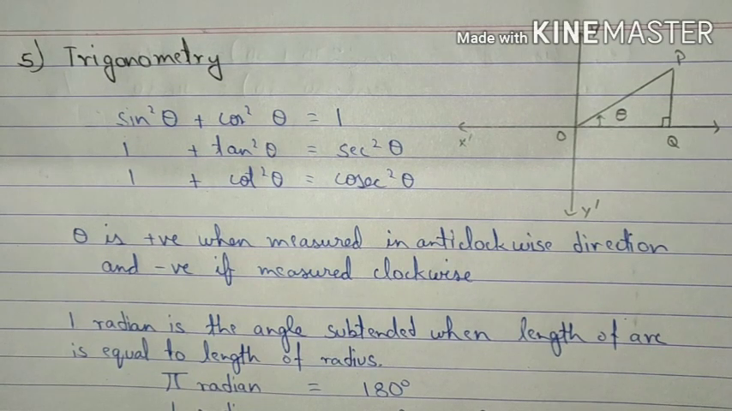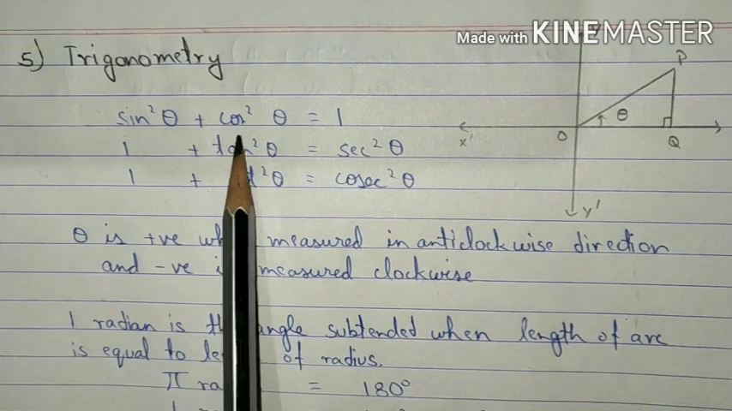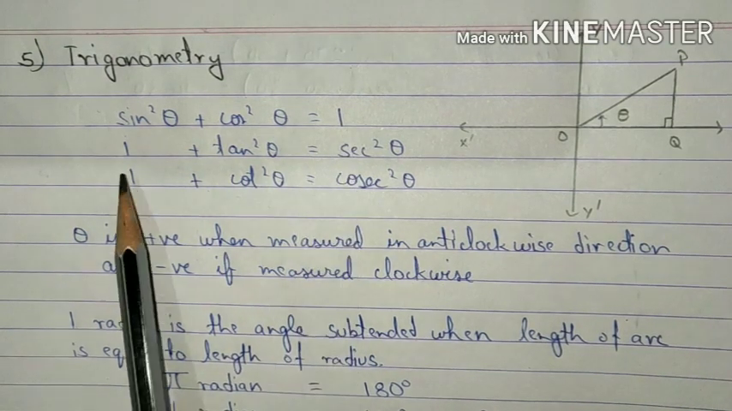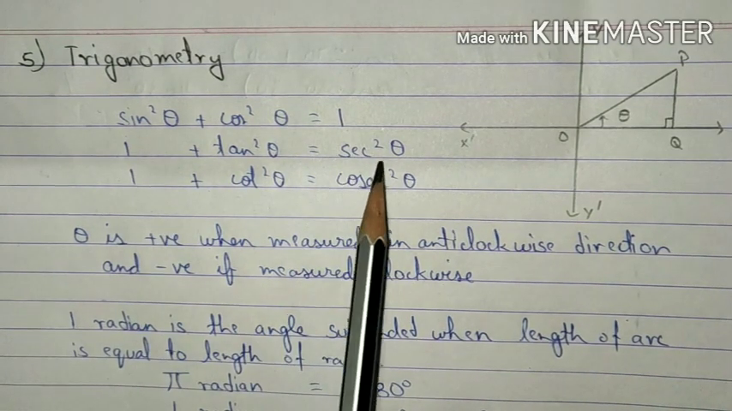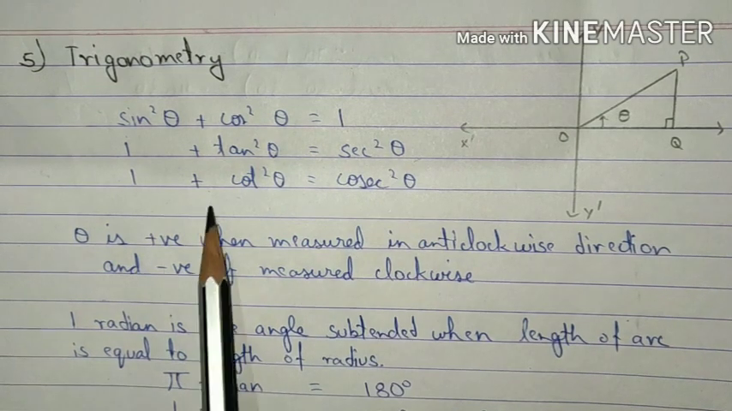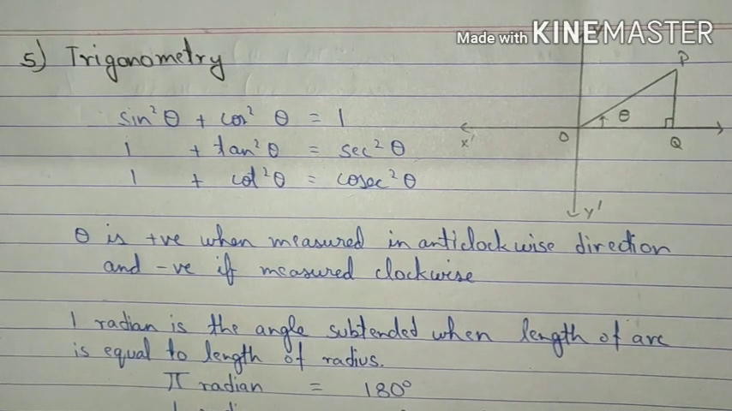We also had studied about some of the identities. Sine square theta plus cos square theta is equal to 1. 1 plus tan square theta is equal to sec square theta. 1 plus cot square theta is equal to cosec square theta.